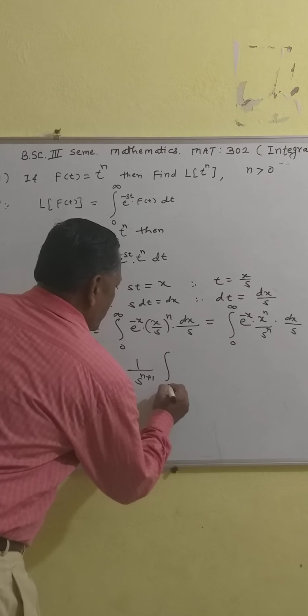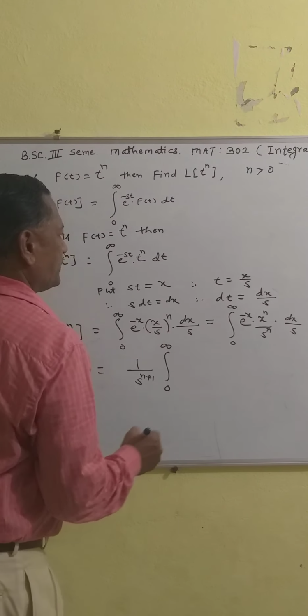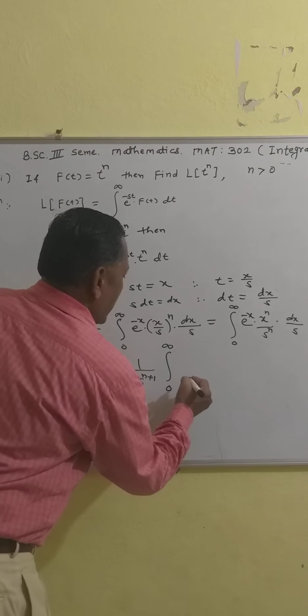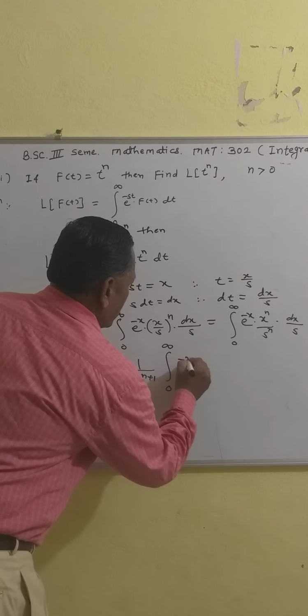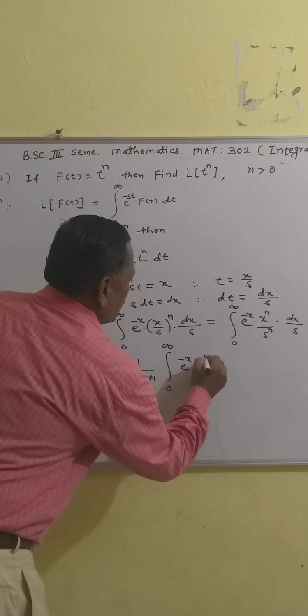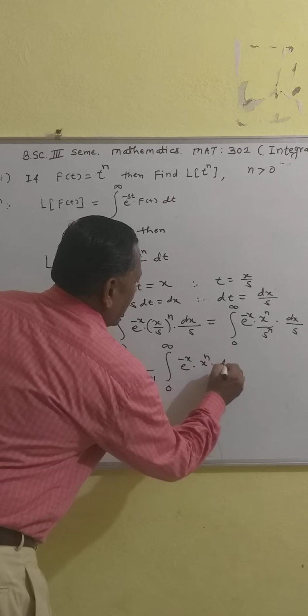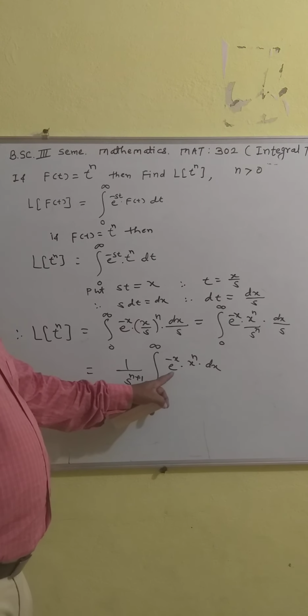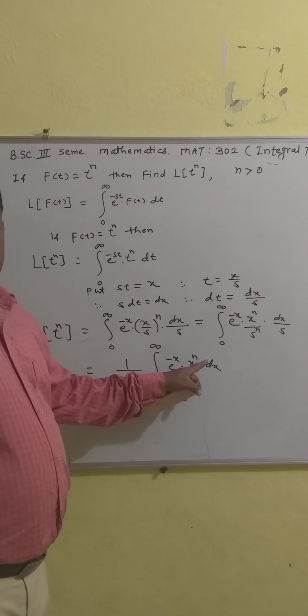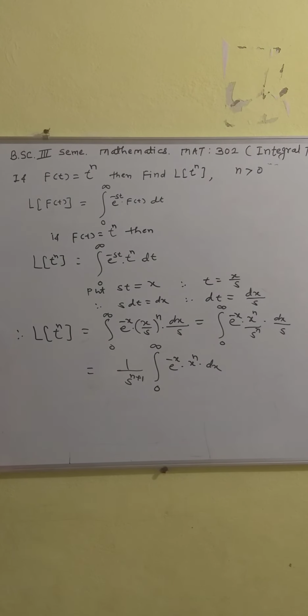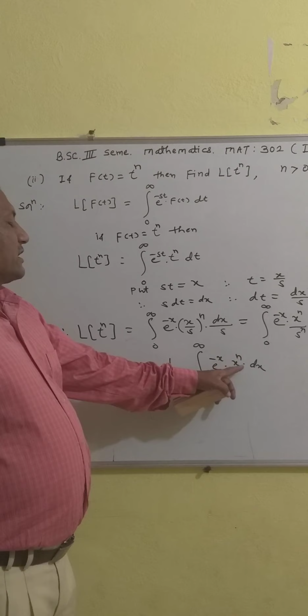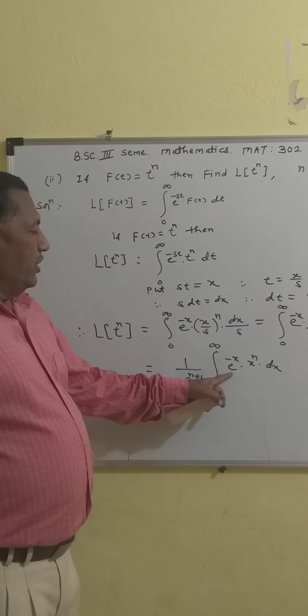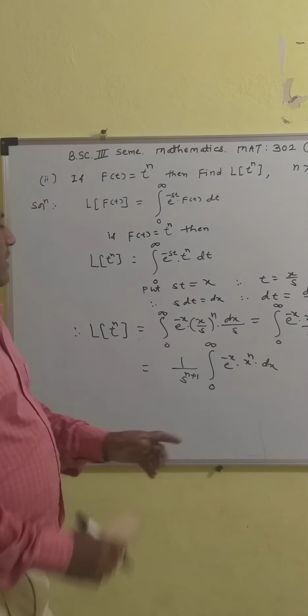Integration going from 0 to infinity e raised to minus x into x raised to n into dx. But what is the integration of e raised to minus x into x raised to n? So if n is greater than 0, then you know the gamma function.